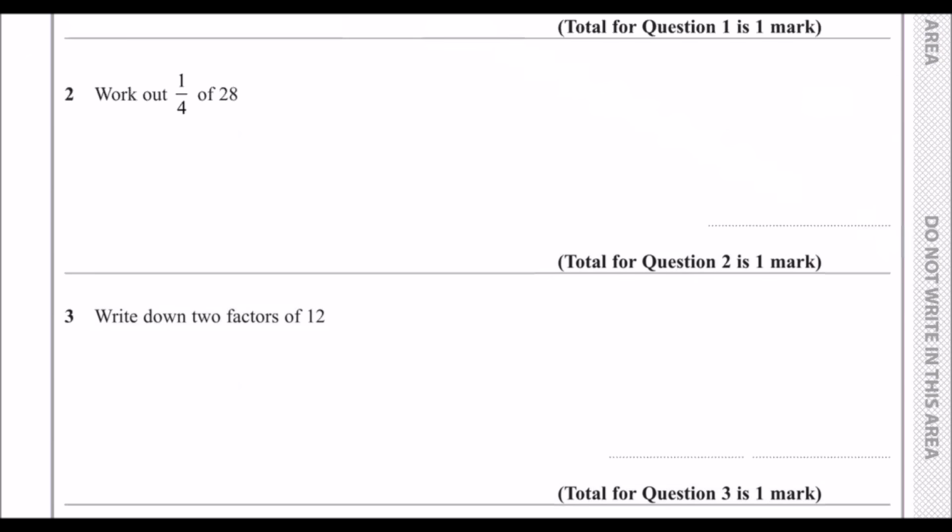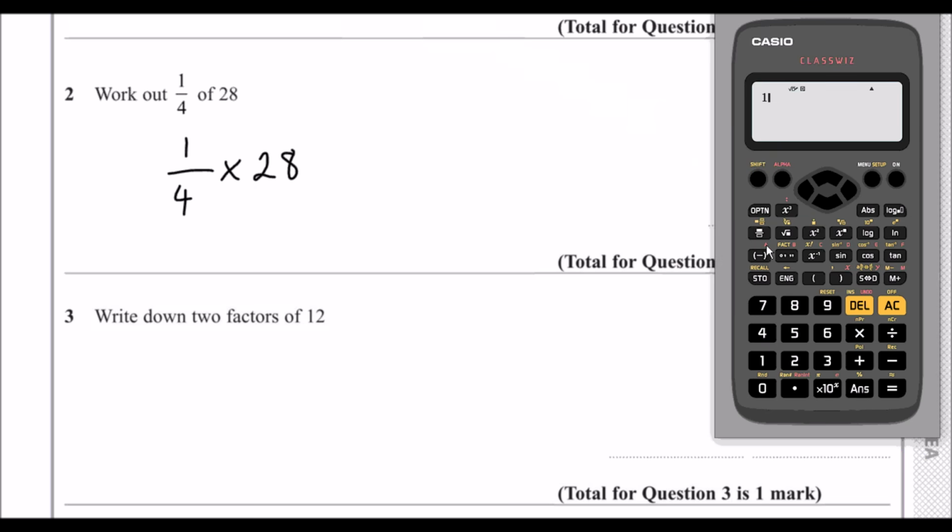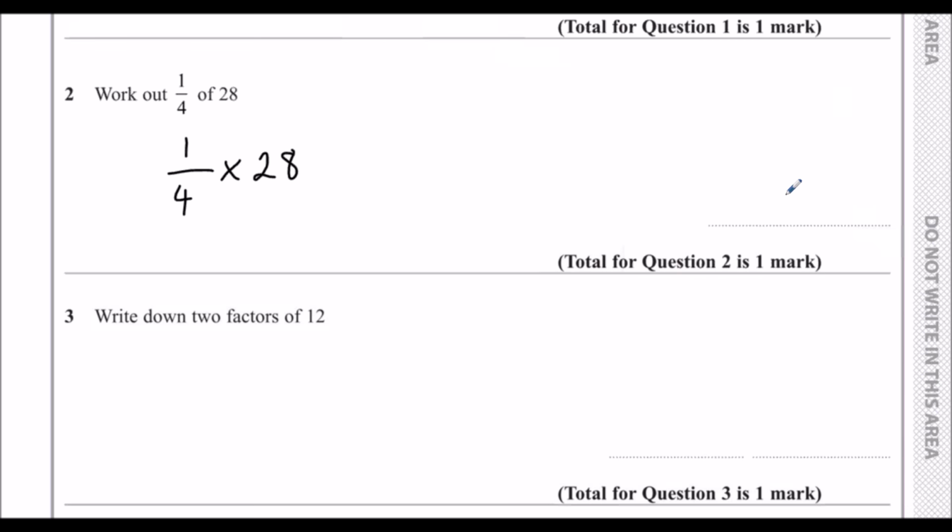Question 2, work out 1/4 of 28. When we have of, it means times. So it's 1/4 times 28. So we could type this into the calculator, or you could work out 1/4 of 28 by dividing it by 4. So either one of those methods. So 1/4 of 28 is 7.